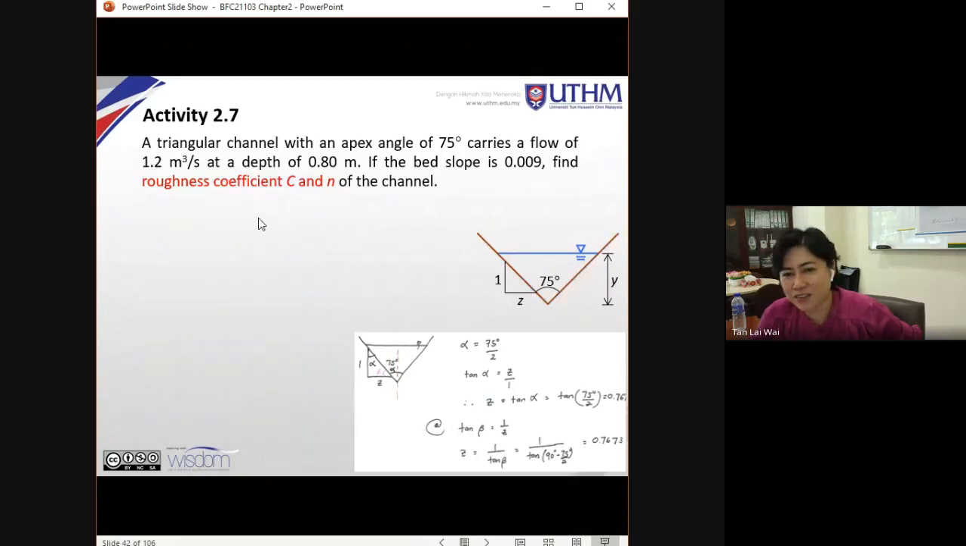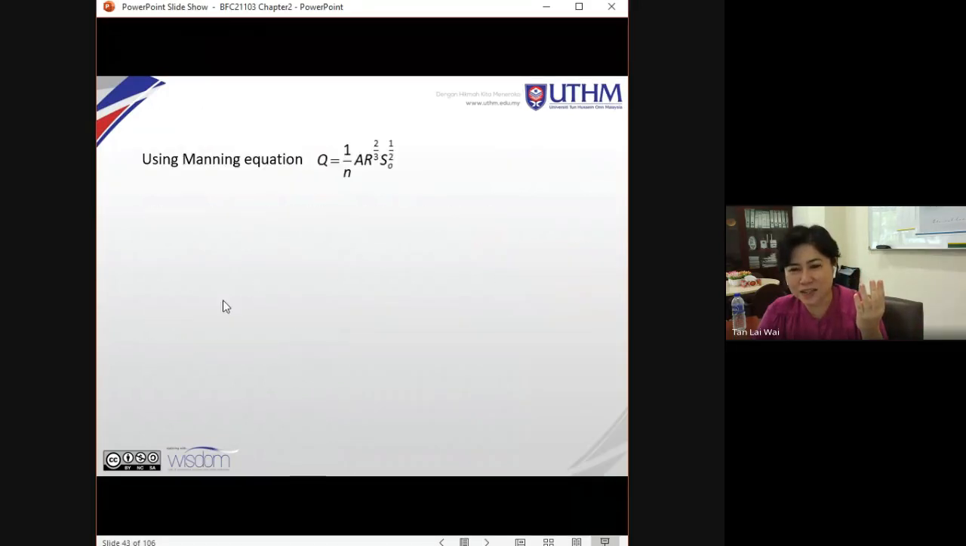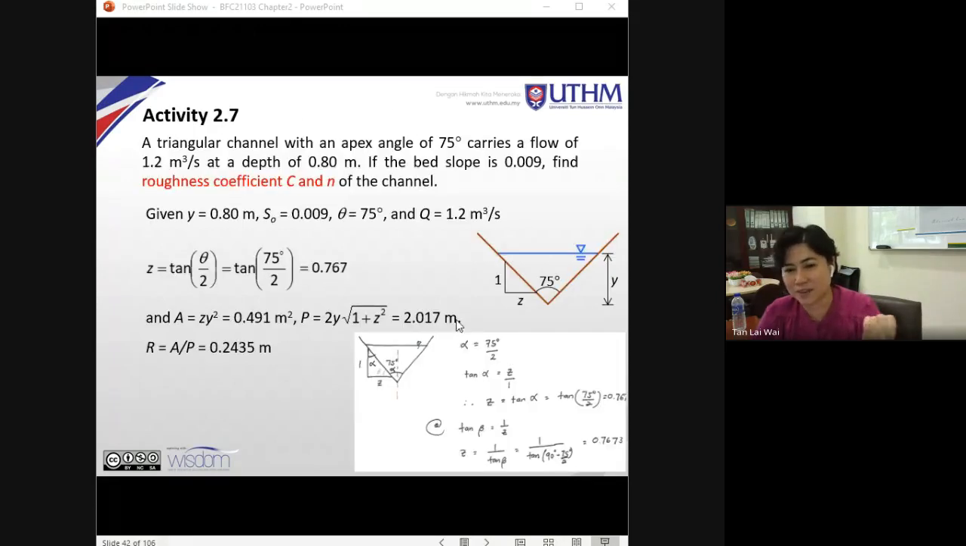In order to find the roughness coefficient, if you look at the Manning formula and Chezy formula, you need to find N. Therefore, it should be given Q, A, R, and S naught. So S naught is given, Y is given, so you can find A and R already. Is Q given? Yes, Q is given as well. So the next thing would be to find A, because Y is given.